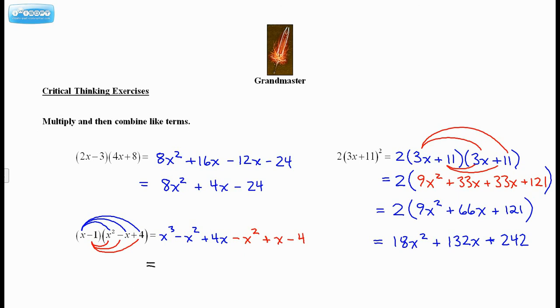So all the multiplication is done, so the only thing left is to combine any like terms. I only have one x cubed term, so that stays. Are there any x squared terms? Yes, there are two of them. Both of them are negative. So this gives me minus 2x squared plus 5x minus 4.